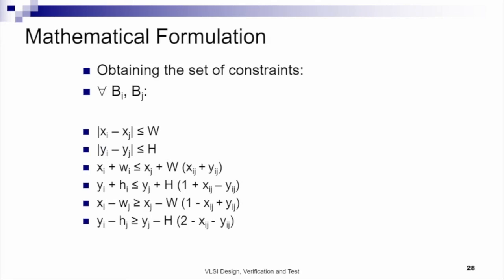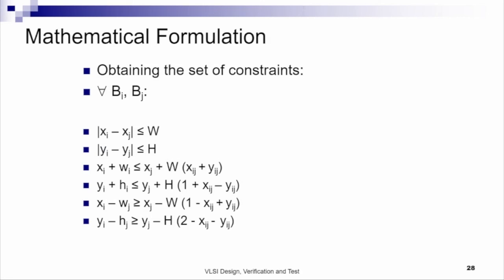Why? Xij minus yij is 0 minus 0, which is 0. So H into 1, so H is there. So yi plus hi less than or equal to yj plus H will always be trivially true. Let us look at the third constraint. Because xij and yij are both 0, W will be there, so capital W into 1 minus xij plus yij will not be 0. Therefore, xi minus wj greater than or equal to xj minus capital W will be trivially true.